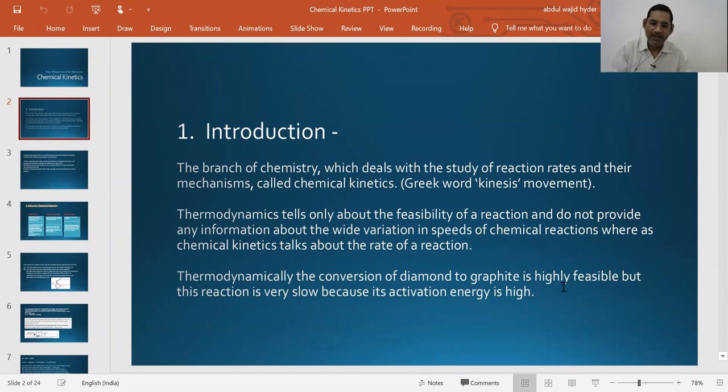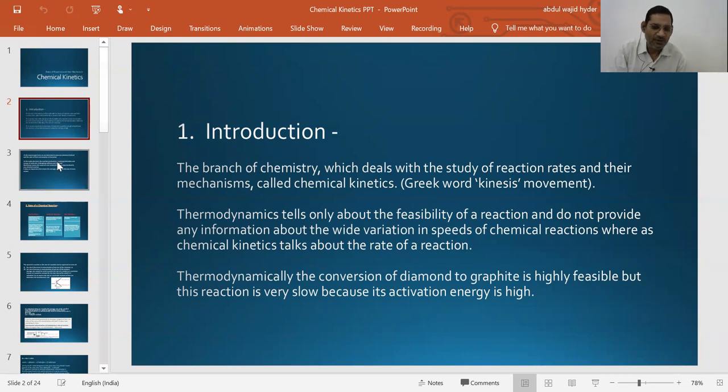Now see, as I already told you, in chemical kinetics we'll be talking about the reaction rate and their mechanism, and kinesis is a Greek word which means movement, so there is change. So thermodynamically you can state the feasibility of any reaction, whether it will be possible or not, but what will be the speed of that reaction, that we can't study in thermodynamics.